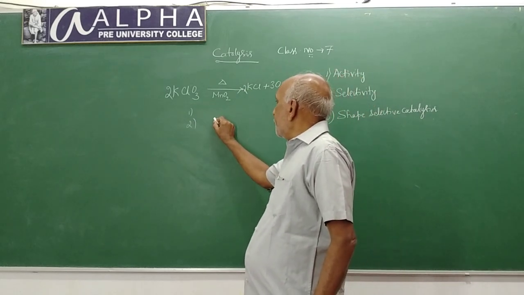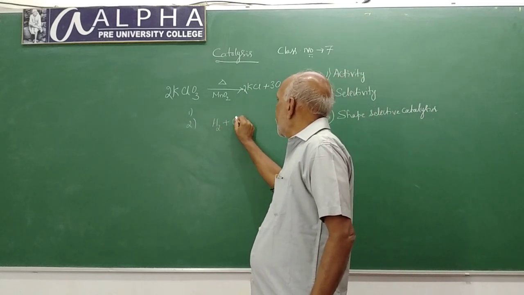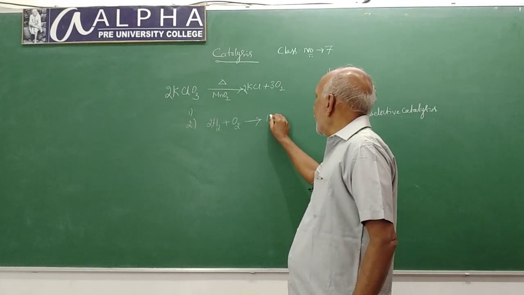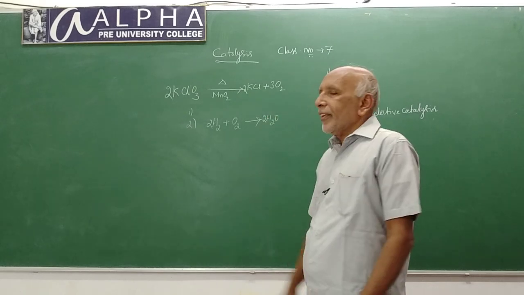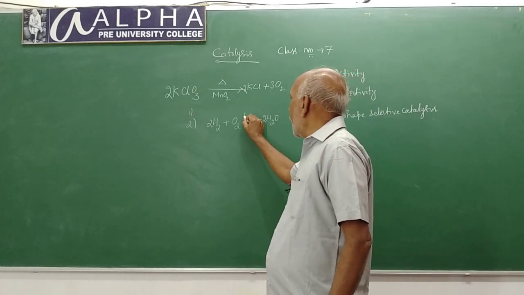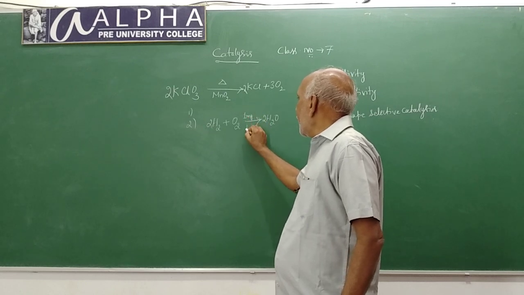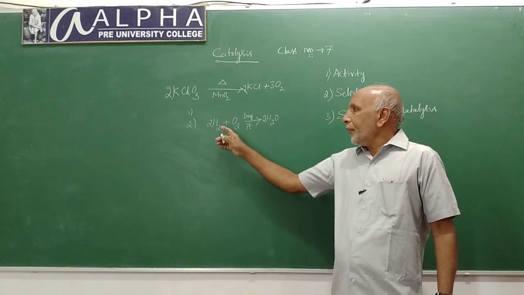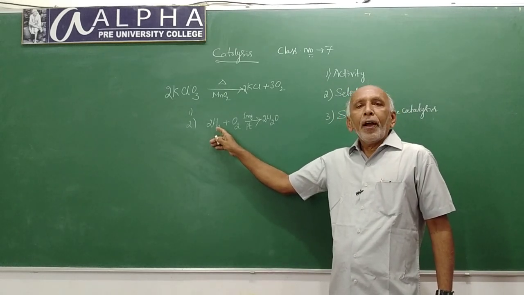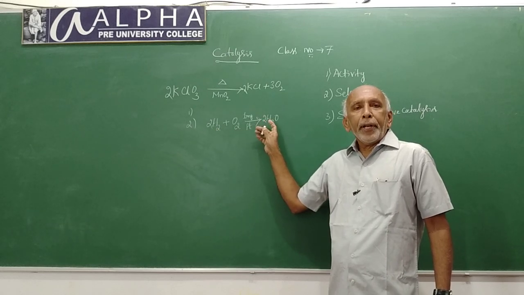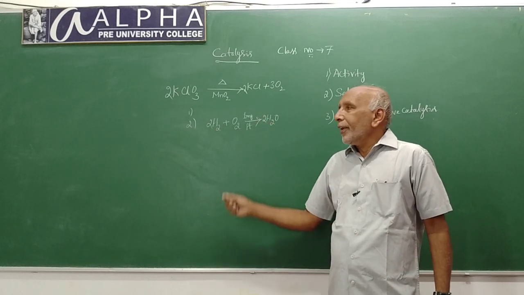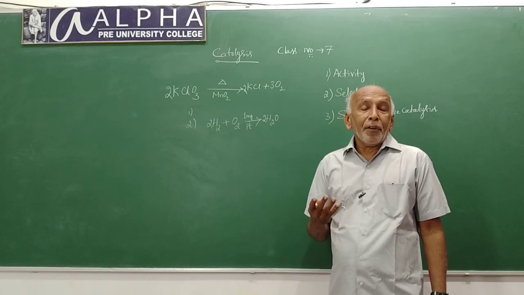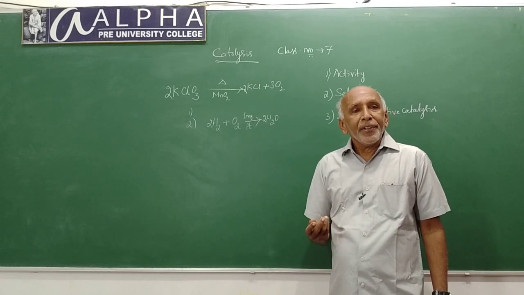In the combination of 2.5 liters of H2 and O2 to form H2O, hardly 1 milligram of finely powdered platinum is used to bring about the combination of 2.5 liters of hydrogen and oxygen to combine and form H2O. Amount of catalyst required is hardly 1 milligram, or 1 milligram of catalyst platinum is sufficient.